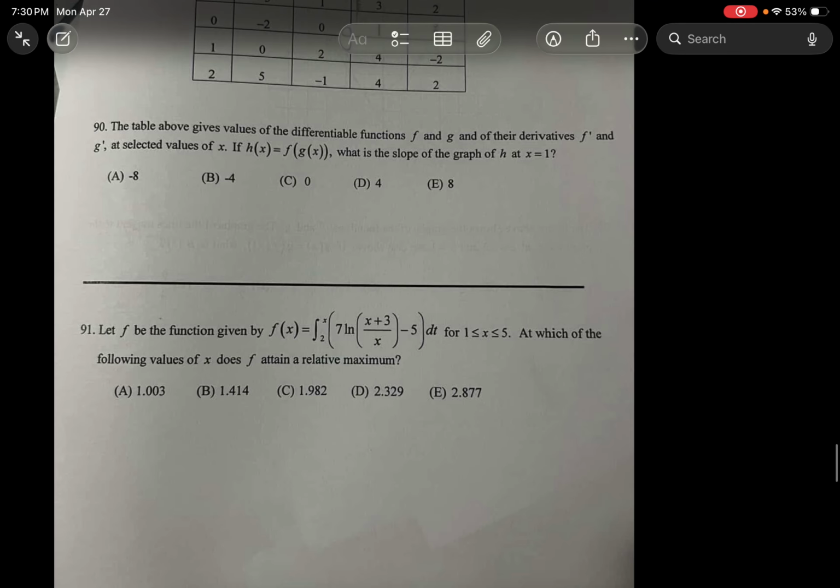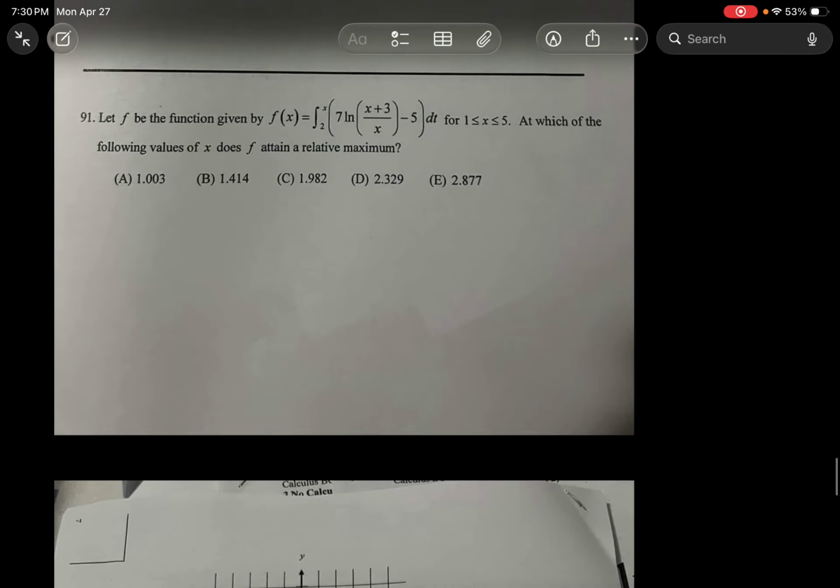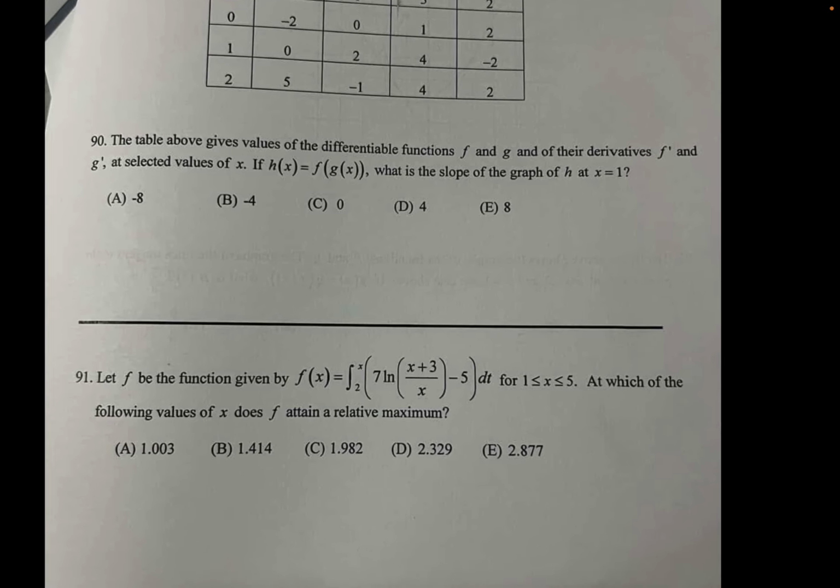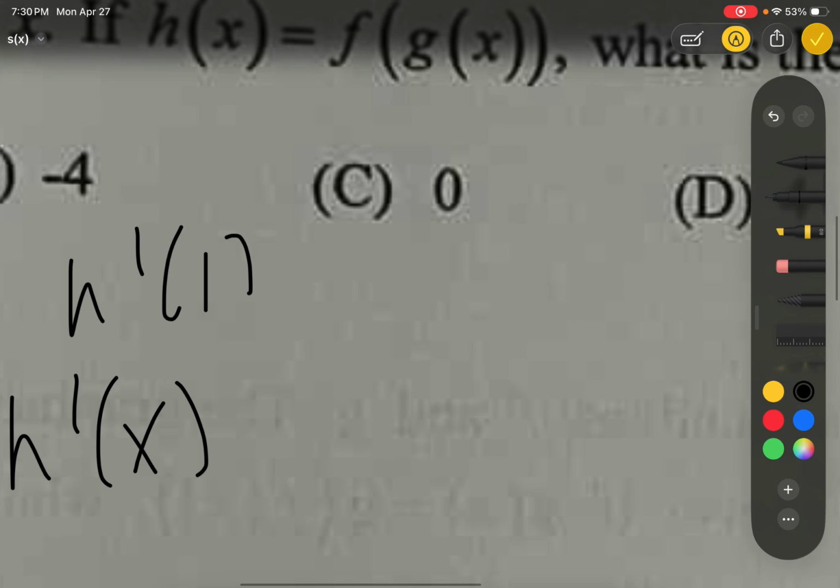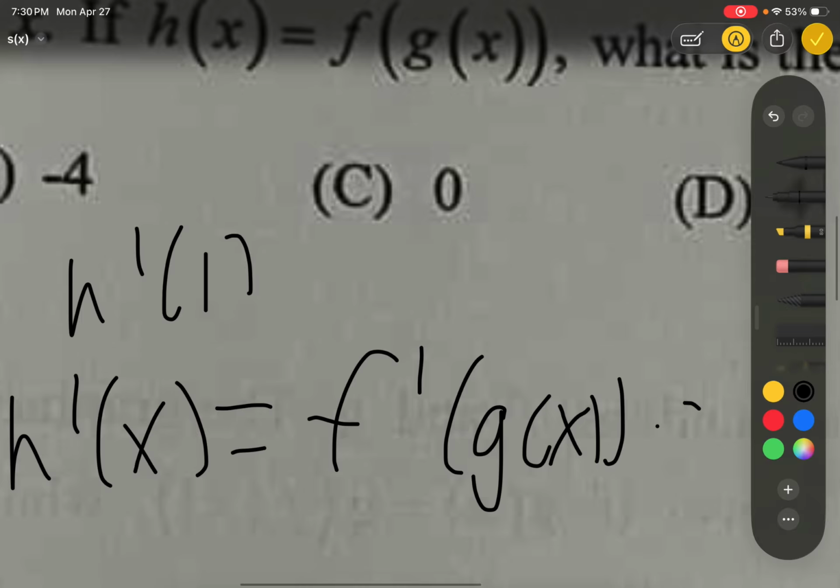Moving on. Three more questions left. Now we're trying to find the slope of h at x equals 1, so we're trying to find h prime of 1. Let's find h prime of x first. So h prime of x equals f prime of g of x times g prime of x.